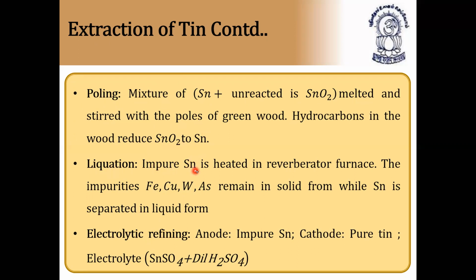In liquefaction, impure tin is heated in the reverberatory furnace. The impurities iron, copper, tungsten, arsenic remain in solid form, while tin is separated in liquid form. Finally, we do electrolytic refining of tin. Impure tin is the anode, pure tin is the cathode, and there is an electrolyte. So this is the extraction of tin from cassiterite.